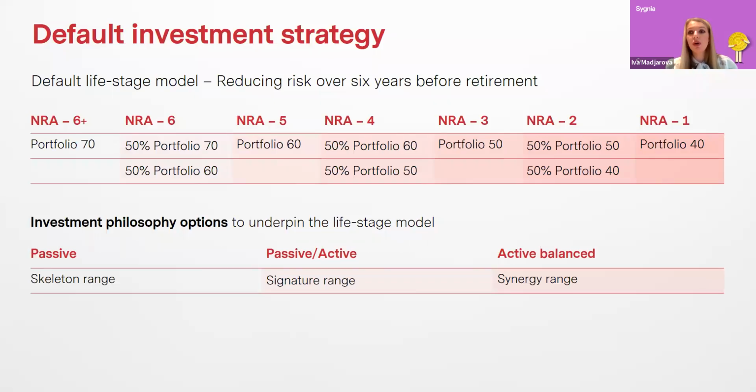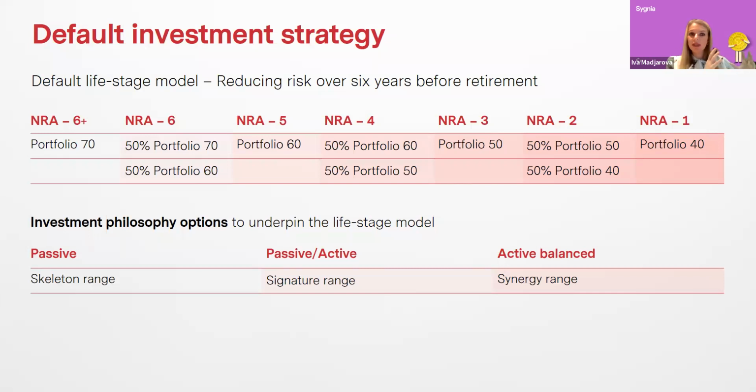The life stage model, regardless of which range is chosen, works on a glide path that starts de-risking members 6 years before retirement. So all the way from the time that a member starts working at a company, they could be in their 20s, right up until 6 years before retirement, they'll be defaulted into the 70 portfolio. The 70 portfolio has approximately 70% invested in equities. And then as they get closer and closer to retirement, we will automatically transition members to a more conservative portfolio.